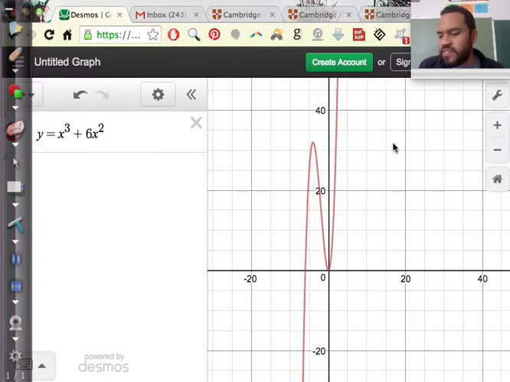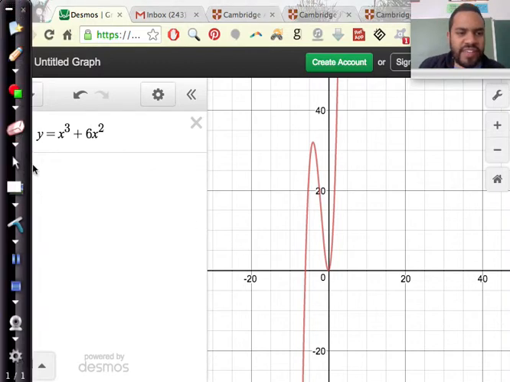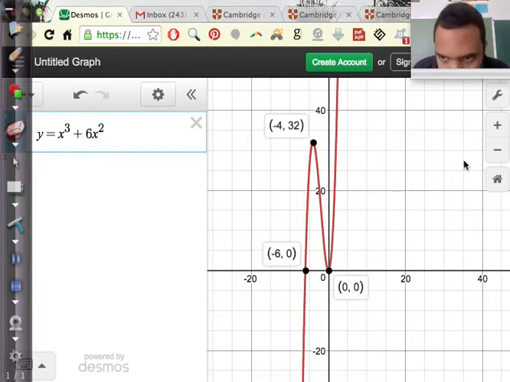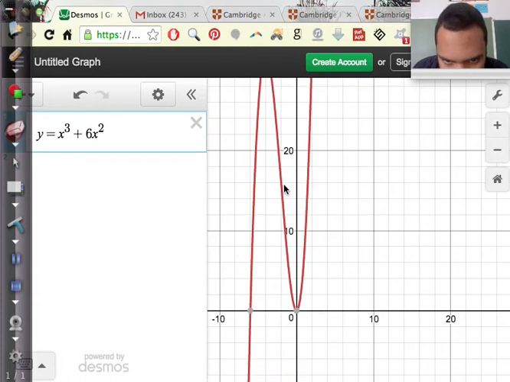Now Desmos is very, very nice because it will give us the 5 key points here. We know that's an intercept. We know this is a turning point. We found that previously. We know that's a turning point. And then somewhere, let me just zoom in. What was it? Negative 2 and 16.